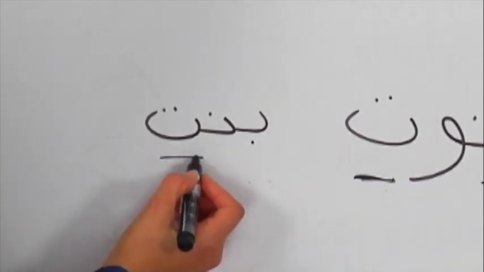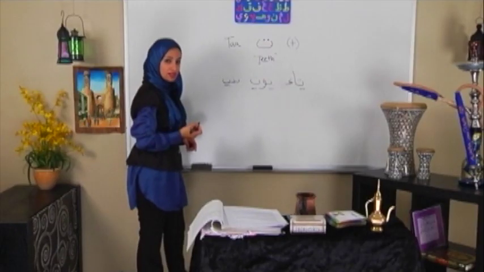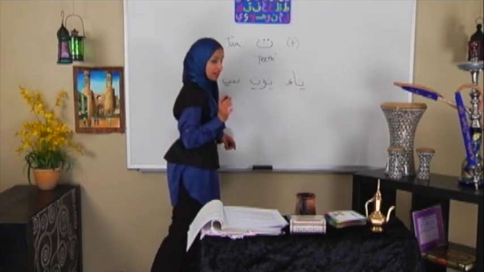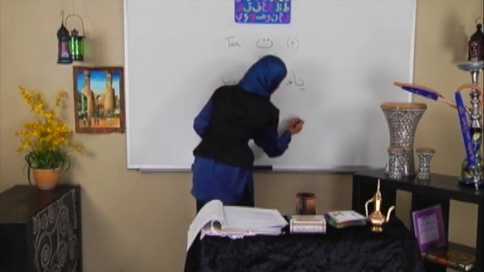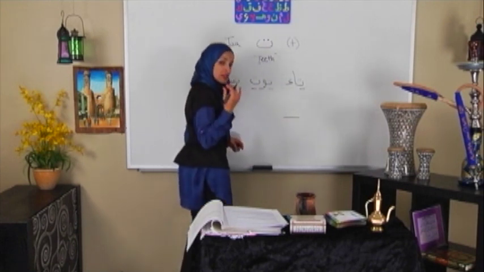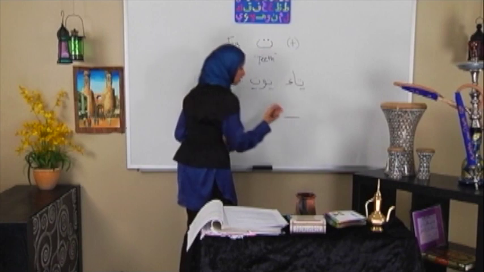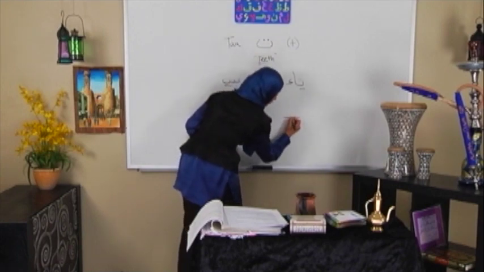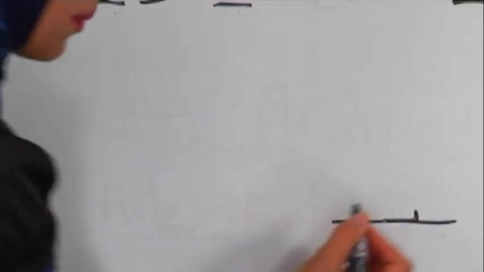Bint. We see a ta at the end of the word, bint. Now, let's practice writing the letter ta in the beginning, middle, and end. In the beginning of a word, it's very similar to the letter ba, except for it has two dots on top.